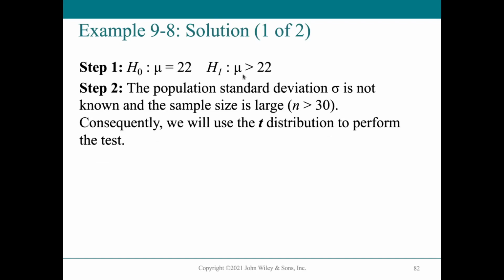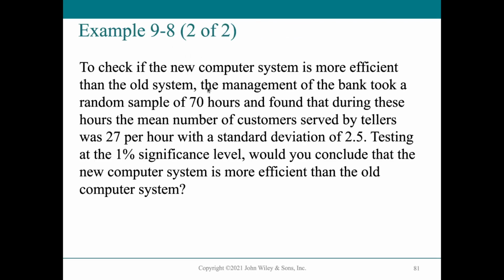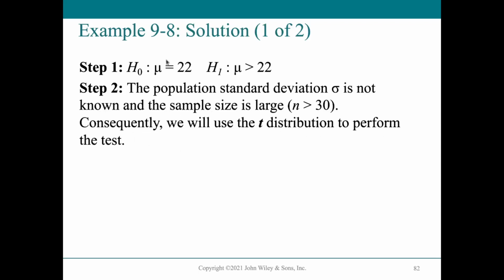So we can now state our null and alternative hypotheses. The null hypothesis is that there is no significant difference between the old and the new computer system. Therefore, the population mean for the new computer system is still 22 even though our sample mean is 27. That might be due to just sampling error.